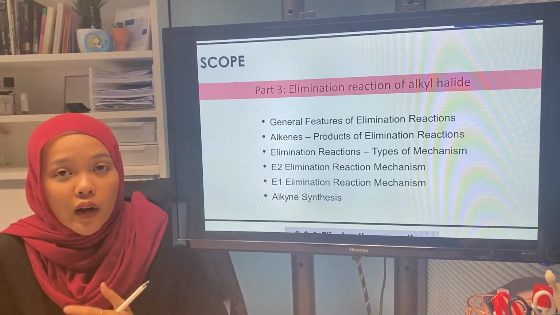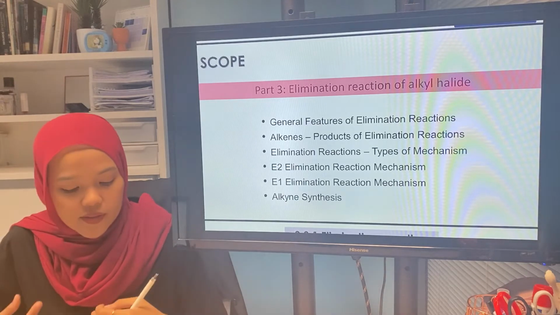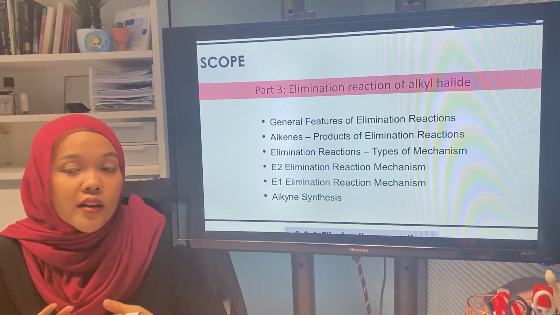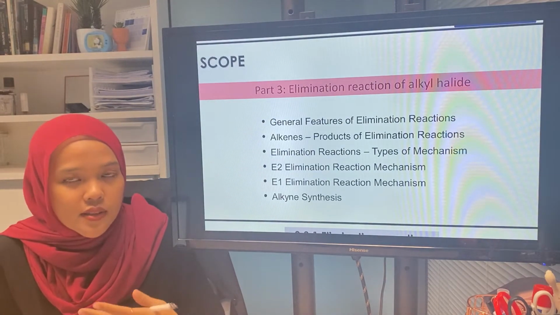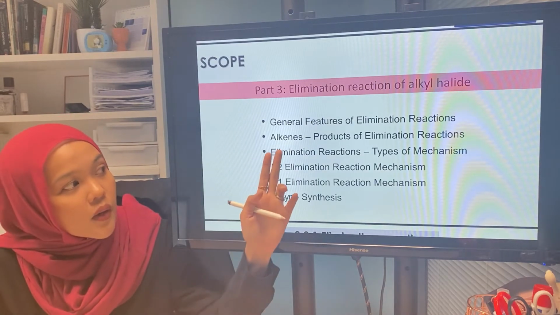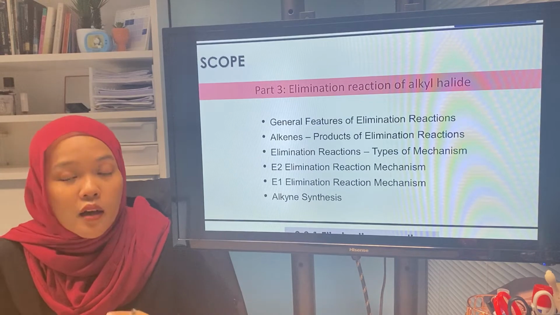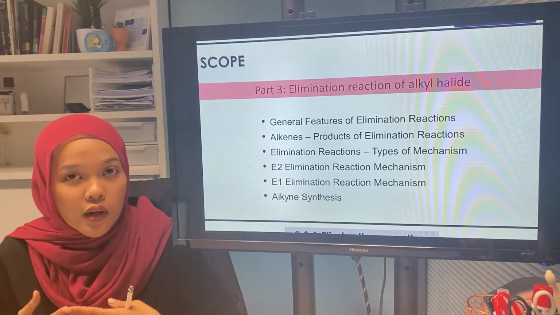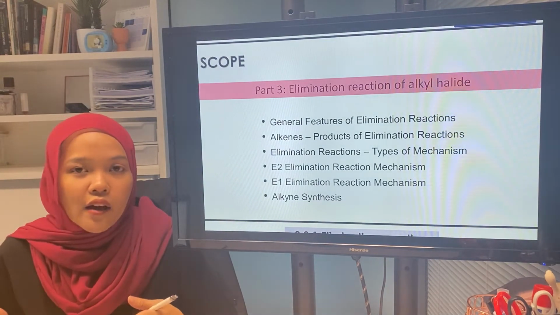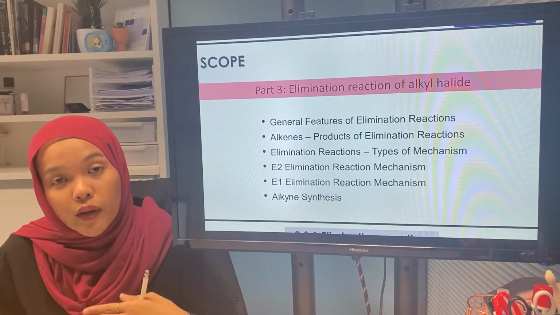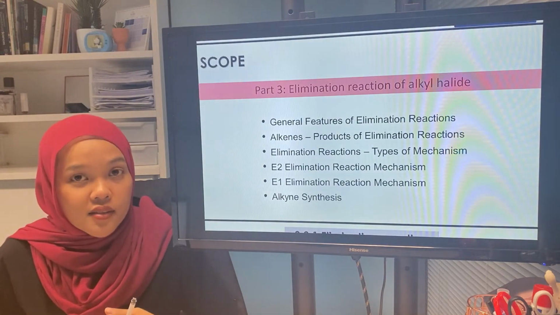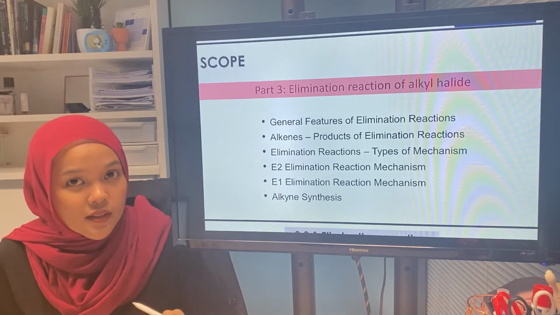What we are going to cover in this part is, first, the general features. And then we are going to look into the product of elimination reaction, which is the alkene. But for this one, I am not going to cover in detail because we have discussed alkenes when we discussed chapter 6 on the hydrocarbons, correct?